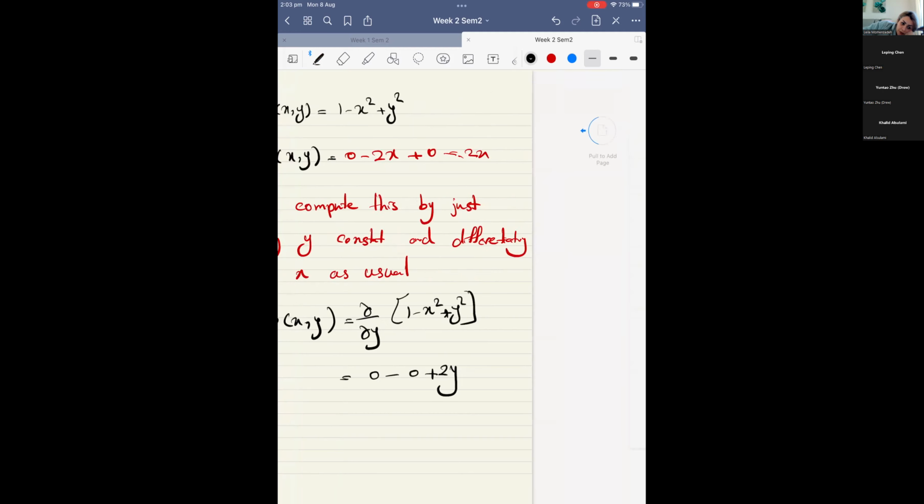Okay, another example. g of x and y is equal to x squared plus xy minus cosine y. Okay, can you give me the answer for g sub x of x and y, and also g sub y of x and y?